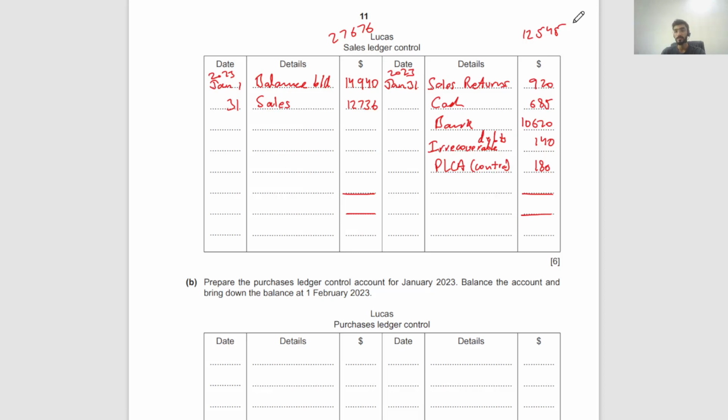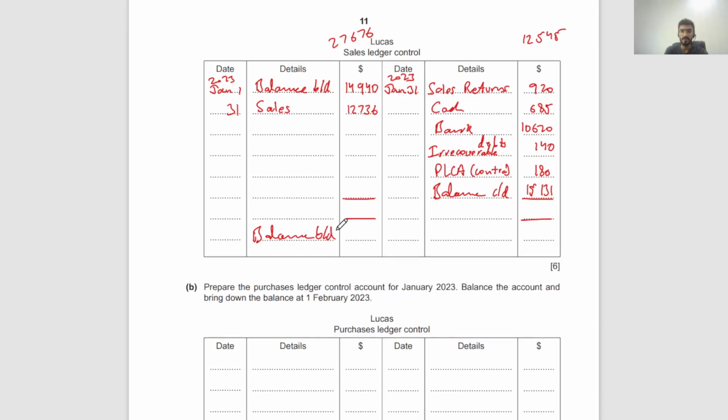27,676 minus 12,545 is 15,131. 15,131 is your balance carried down. Okay, your balance brought down.